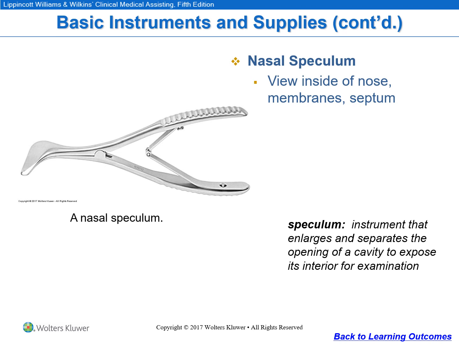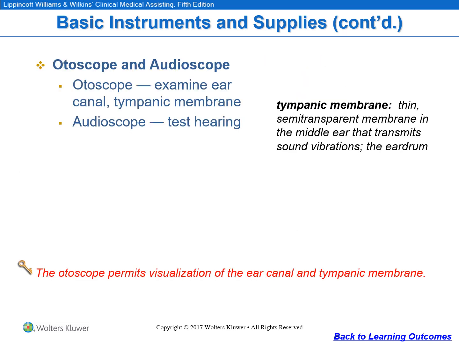Nasal speculum. Anytime you have a speculum, it is an instrument that enlarges and separates an opening so you can look and do an examination. So nasal speculum, especially if you work for an ENT, you might see this when they're looking in the nares. Otoscope and audioscope. So the otoscope, we're going to look at the tympanic membrane, which is the eardrum, and we'll be assessing if they have an ear infection, if there's a rupture, things like that. Audioscope, that's what you're going to utilize to help test their hearing.